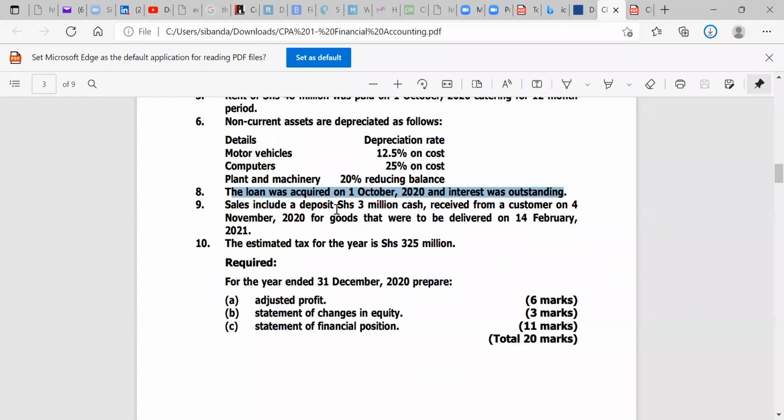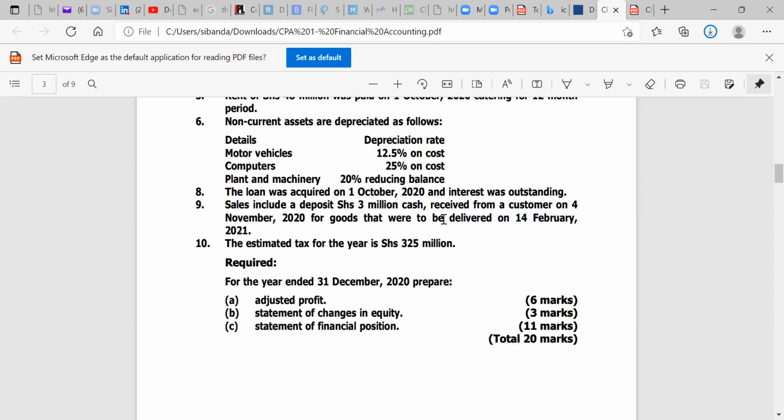They went ahead also to tell you something and said sales include a deposit of 3 million cash received from a customer on 4th November 2020 for goods that were to be delivered on 14th February 2021.